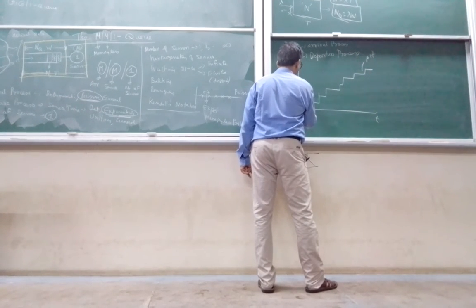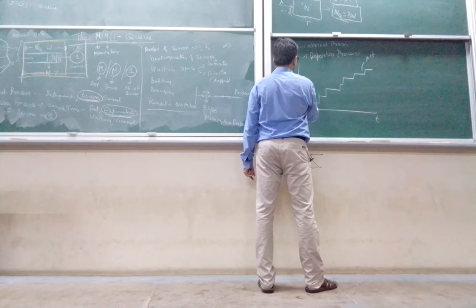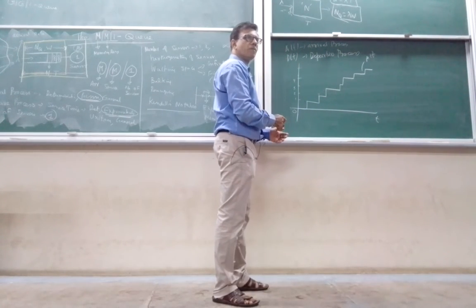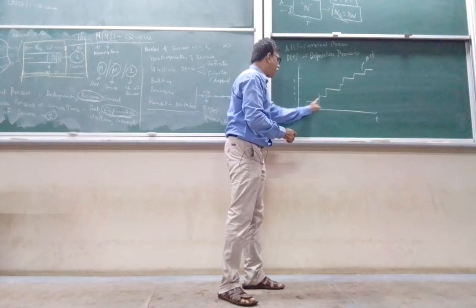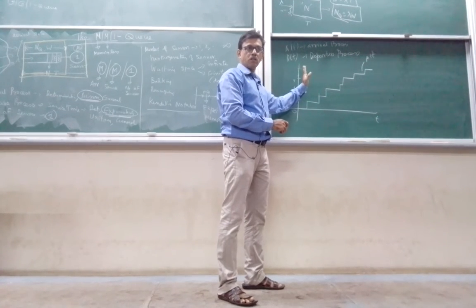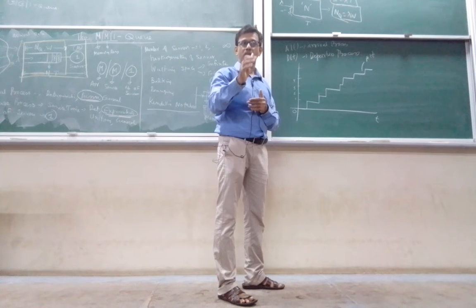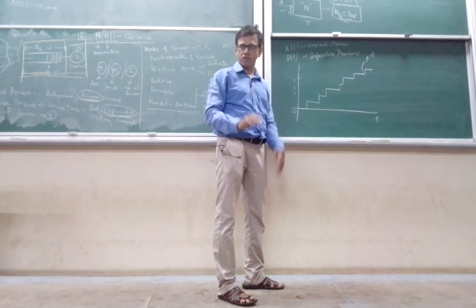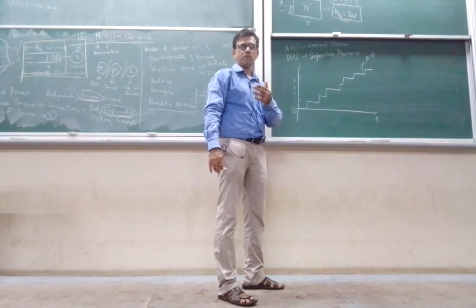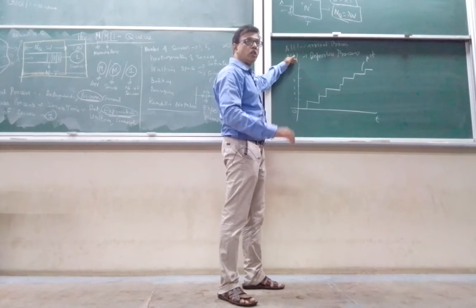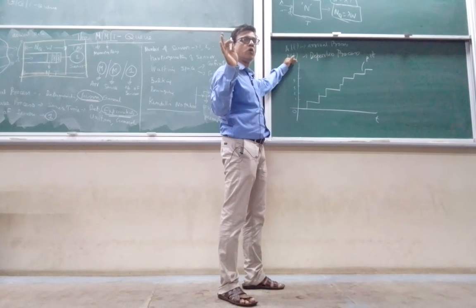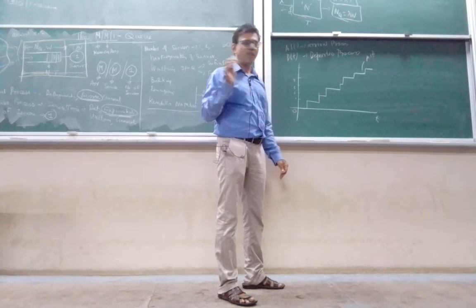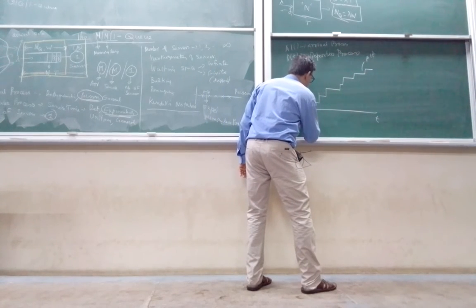So this is 1, 2, 3, 4 and so on. Whenever a customer arrives, A of T increases. It's the total number of customers who have arrived. Don't worry about those who have departed. It is only the arrivals. If you look at the departures, the total number of customers who have departed the queuing system till a time T, and plot it, it may look something like this.